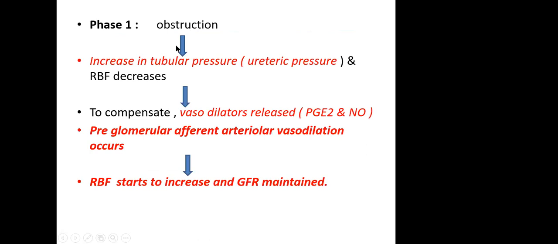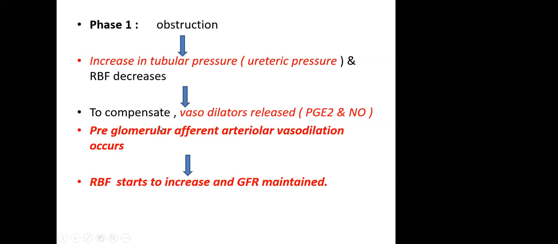Phase one occurs in the first 1 to 2 hours, for example when a stone is obstructing. What will happen once there is an obstruction? The pressure in the ureter will increase, because of the stone somewhere in the ureter or kidney. As a result, renal blood flow will also decrease.